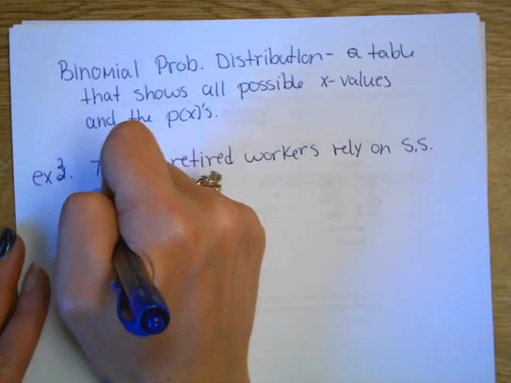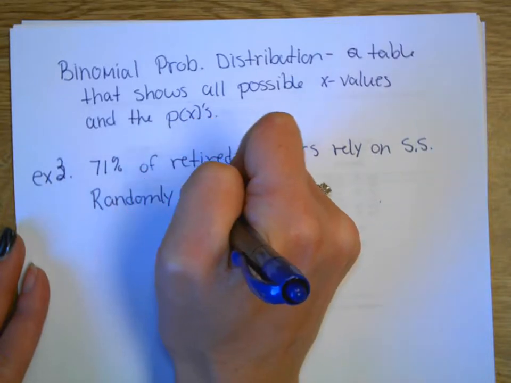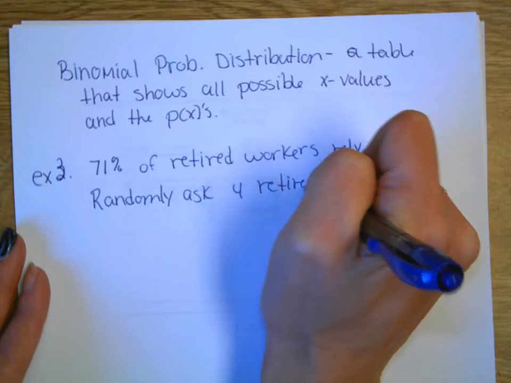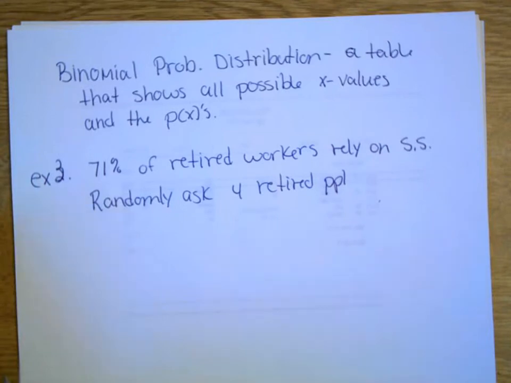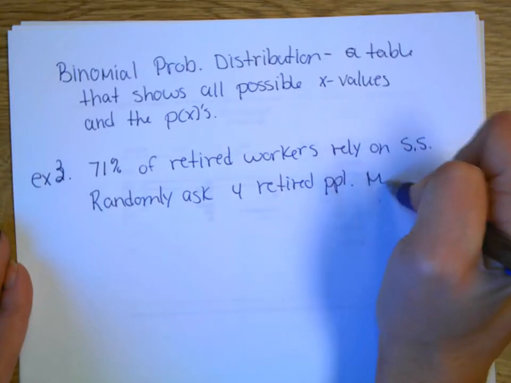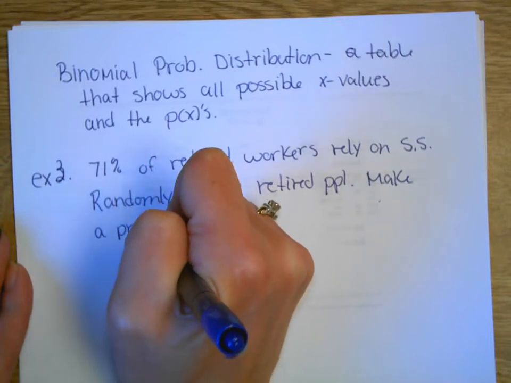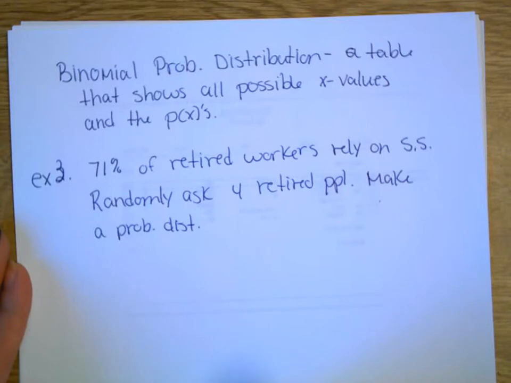Okay. We're going to randomly ask 4 retired people the question, do you rely on Social Security? Make a probability distribution for the ones that say, yes, I rely on Social Security.